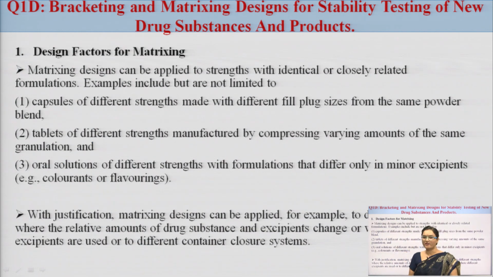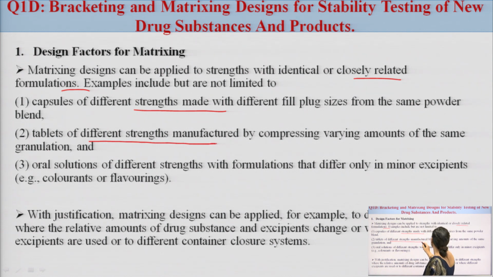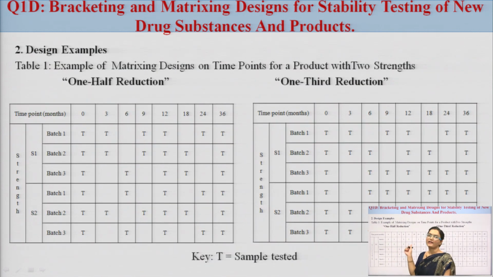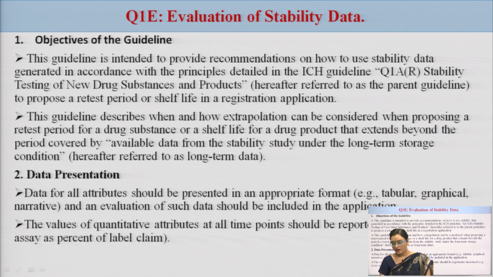Now, design factor for matrixing. Matrixing design can be applied to strengths with identical or closely related formulation, for example, capsules of different strength, or tablets of different strength manufactured by compressing varying amounts of the same granulation. Next, here is the design example of bracketing and matrixing.